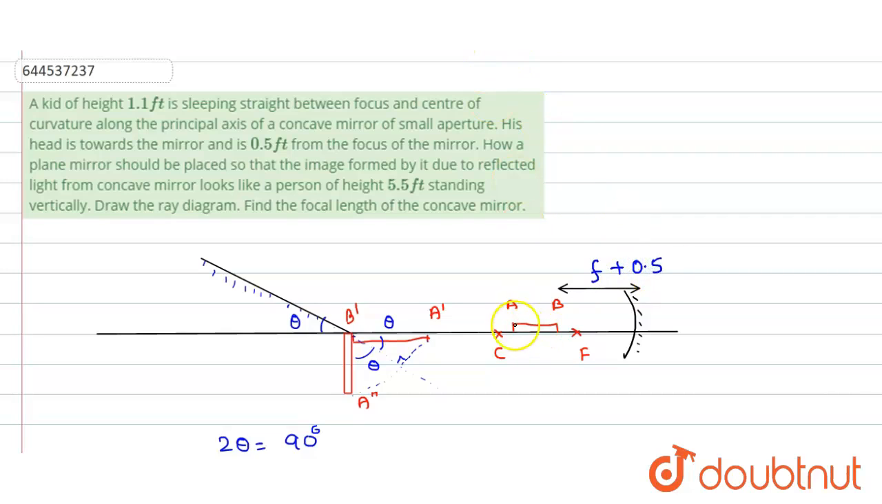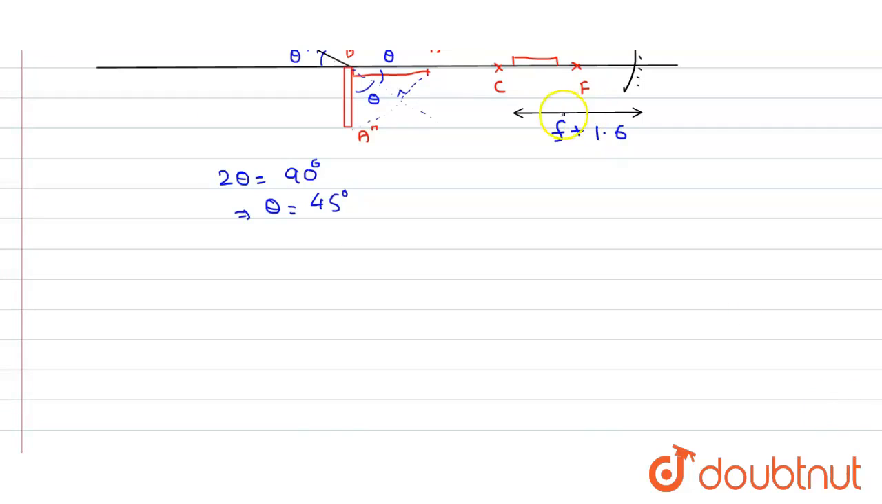Now what is the distance of our object A from the mirror? What is this distance? It would be equal to F, this is 0.5, and from here to here it is 1.1. So the total distance would be equal to F plus 1.6. So these are the distances of our objects. We will be treating A and B, that means head and leg, as our objects.